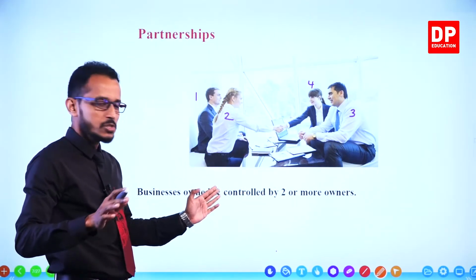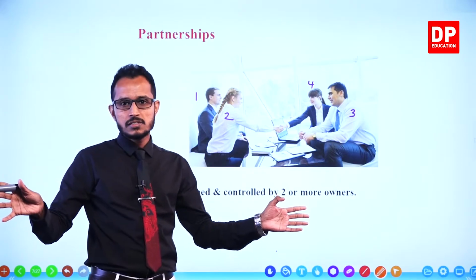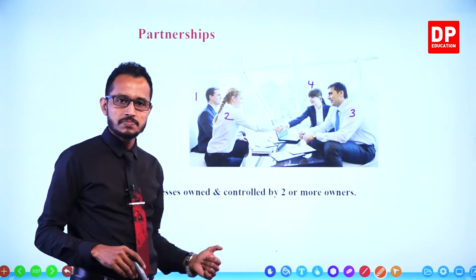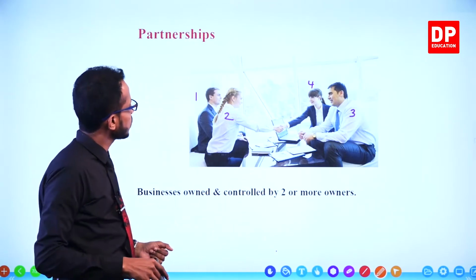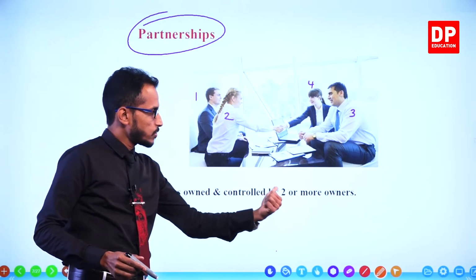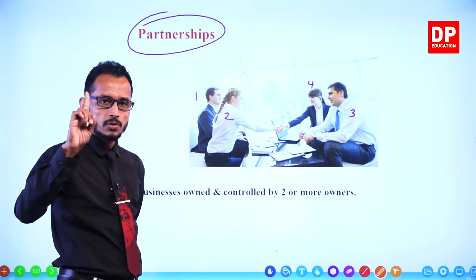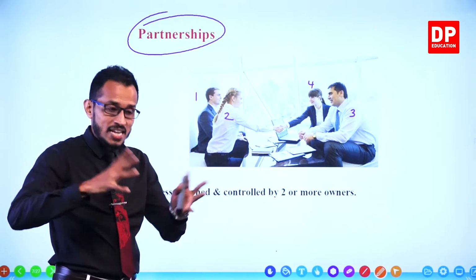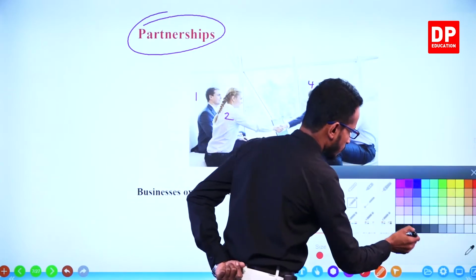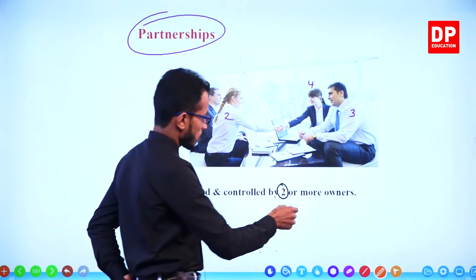And it is sometimes a little more complex, a little bigger in size when you compare to sole proprietorships. So these are the partnership businesses, children. Businesses owned and controlled by 2 or more. Not one-man shows anymore. Not one-owner businesses. Multiple owners. How many? That is shown here. 2 at least or more.